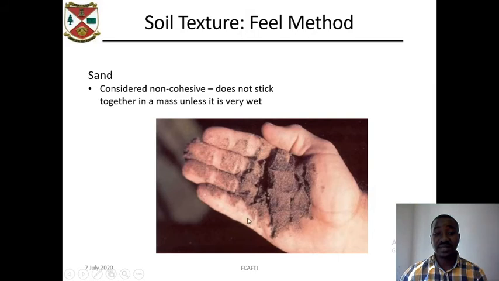Now this is a picture of a person holding a sandy soil. Sandy soils are non-cohesive. In other words, they do not stick together unless they are wet. As you can see, this is a moist, sandy soil, so it will stick together if it is moist. However, if the sandy soils are dry, they won't stick together. That is why I said sand is non-cohesive. Okay.